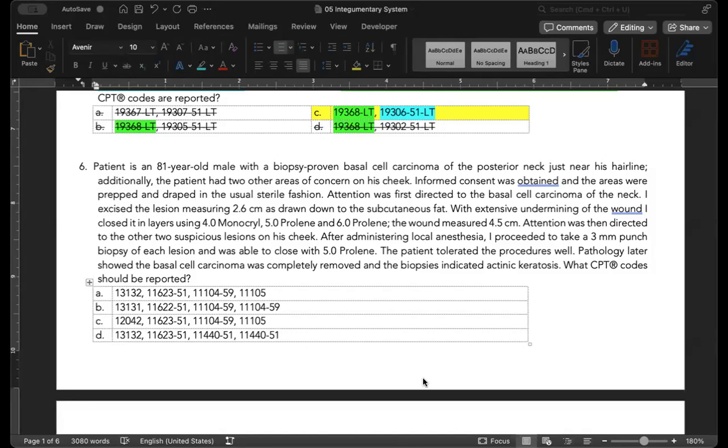Attention was then directed to the other 2 suspicious lesions on the cheek, and after administering local anesthesia, I proceeded to take a 3-millimeter punch biopsy of each lesion and was able to close with a 5-0 proline. The patient tolerated the procedures well. Pathology later showed that the basal cell carcinoma was completely removed, and the biopsies indicated actinic keratosis. So from a process of elimination standpoint, we have 2 that have 13132.